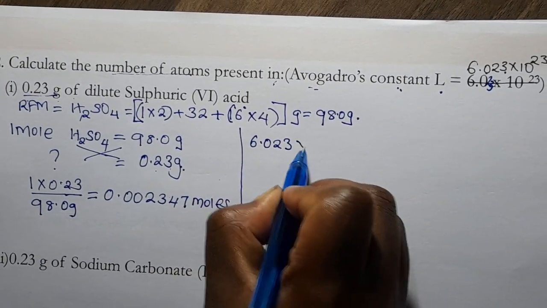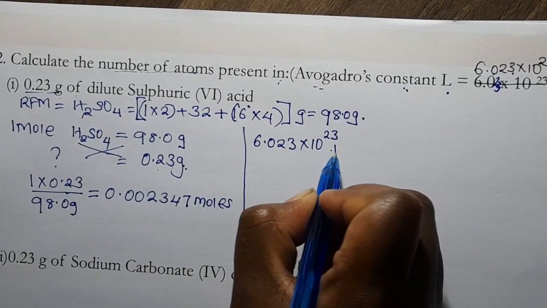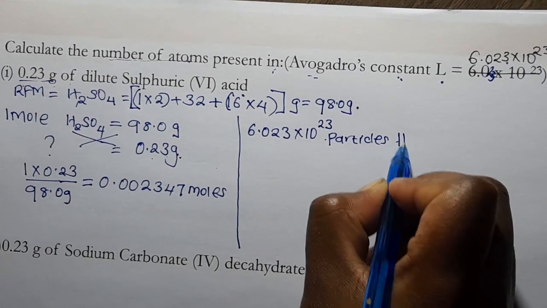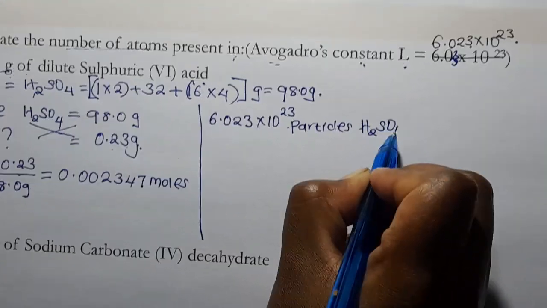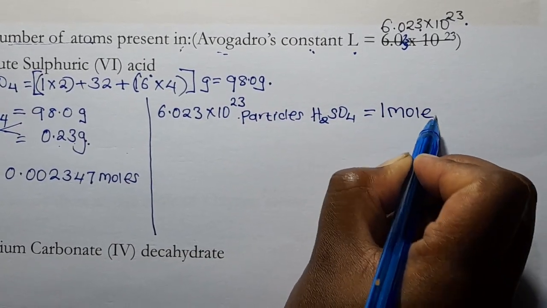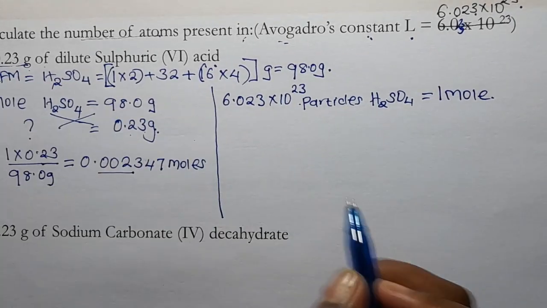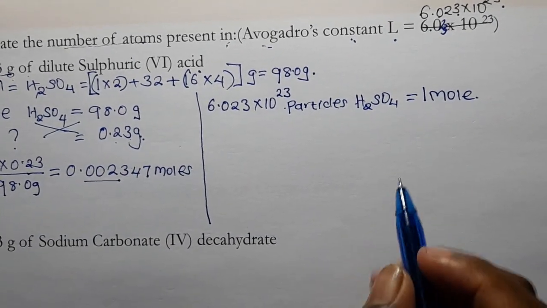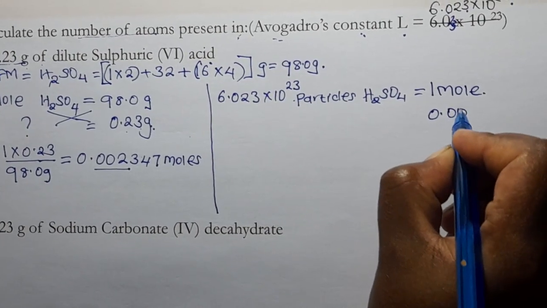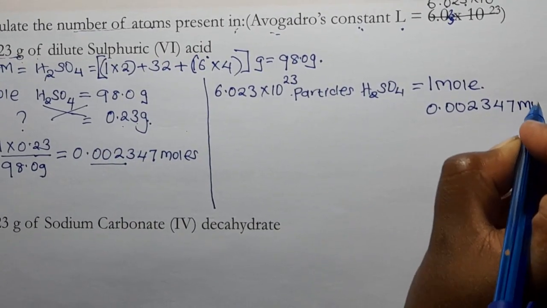So previously from our notes, we saw that 6.023 multiplied by 10 raised to 23 of the particles of sulfuric acid is similar to 1 mole. So what about the number of moles here that are present in 0.23 grams? So what about 0.00237 moles?